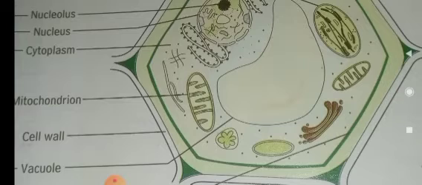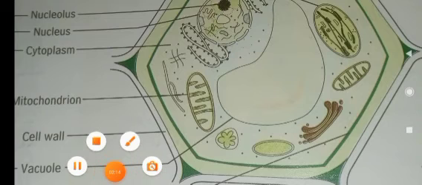Some animal cells also have vacuoles. Amoeba forms food vacuoles to store food. Though amoeba is a unicellular organism, it forms food vacuoles to store the food. Okay, children.